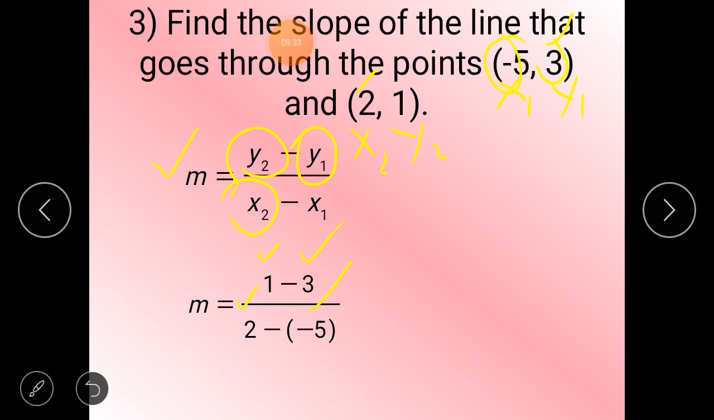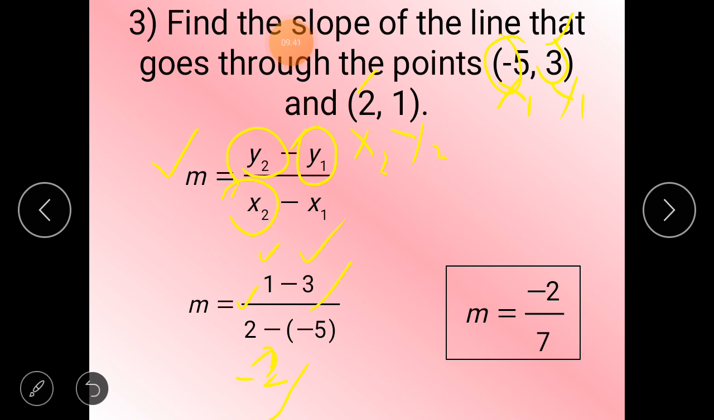is -5. Then simplify. 1 minus 3 is -2, over 2 plus 5, which will be 7. So -2 over 7. This is already in simplest form because there is no common number between 2 and 7 that you can divide. There's no number aside from 1 wherein you can divide 2 and 7. So your final answer here is negative 2 over 7.